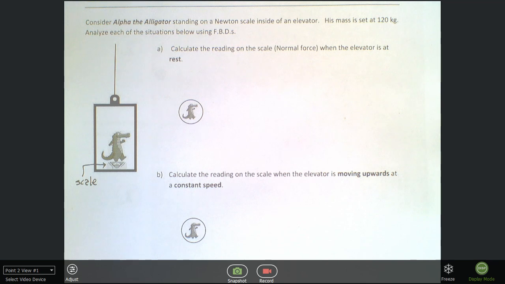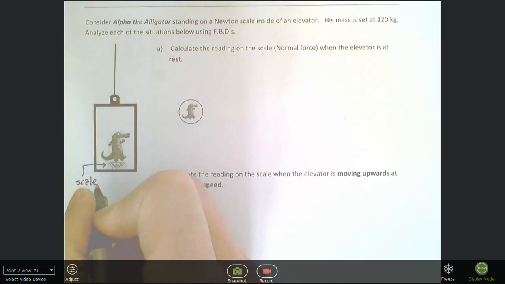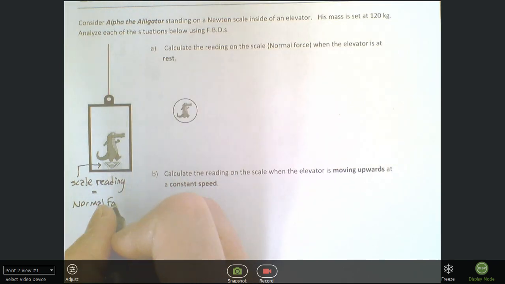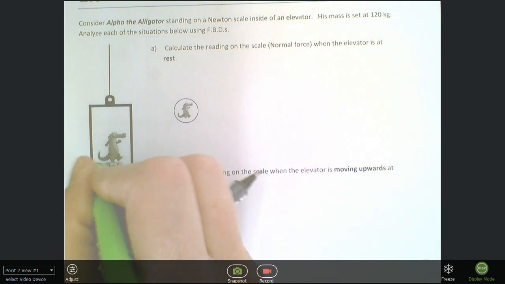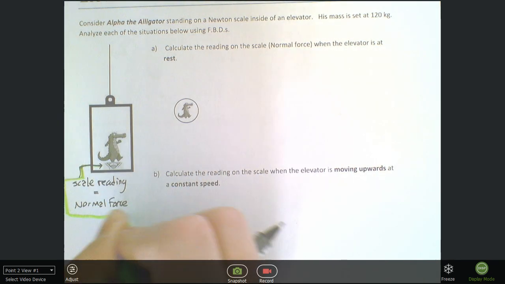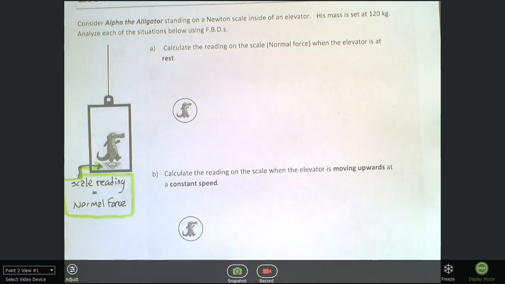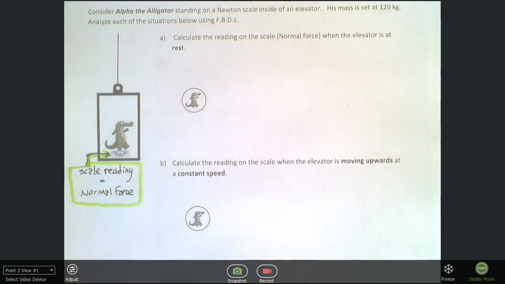to take some measurements. So remember that the scale reading that you get, so scale reading equals the normal force. We learned that in our last lessons, and I can't reiterate enough how important it is to understand that if I ask what the scale reading is, what I'm really asking you for is what is the normal force acting on the object, because that is what's accelerating him.